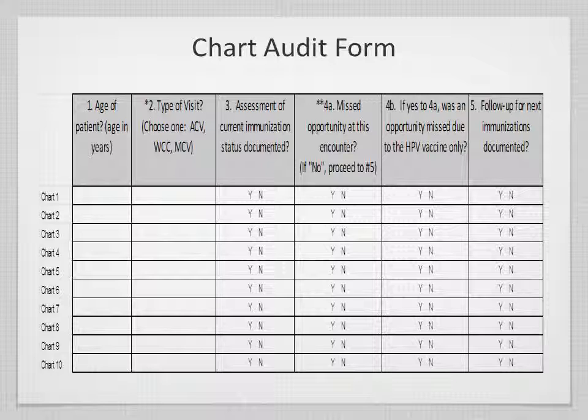4A, missed opportunity at this encounter, yes or no. If no, you would skip measure 4B and move right to measure 5. If yes, was an opportunity missed due to the HPV vaccine only. And the final measure, measure 5, follow-up for next immunization documented, yes or no.